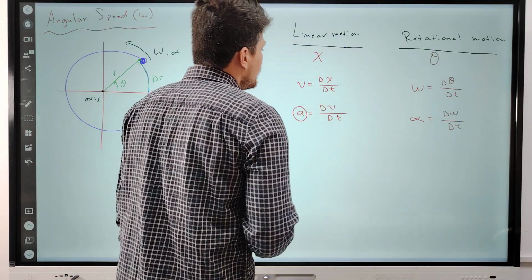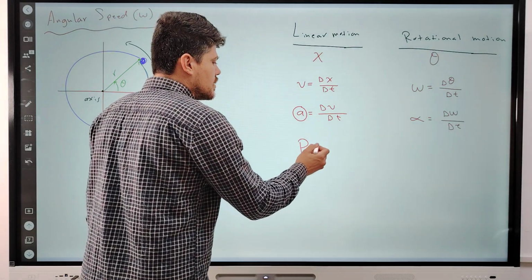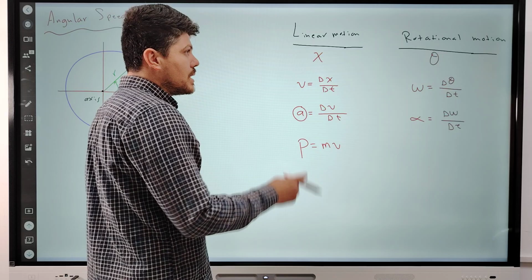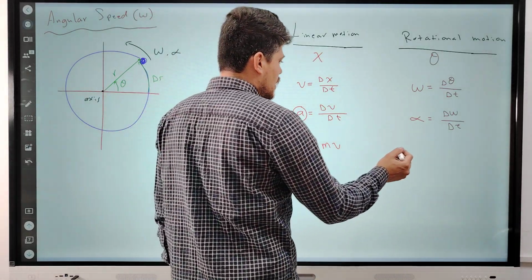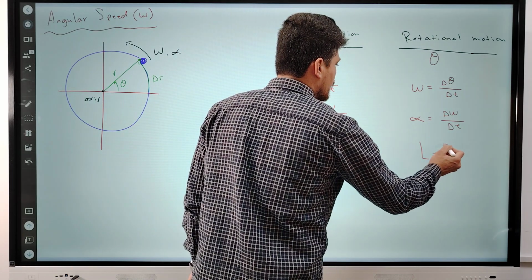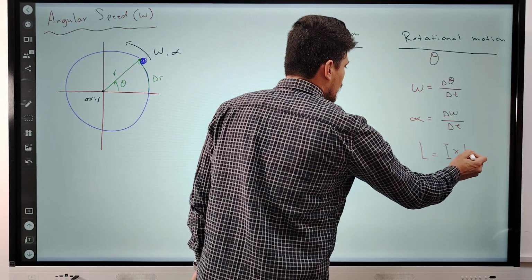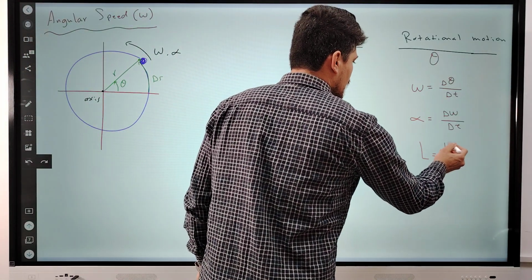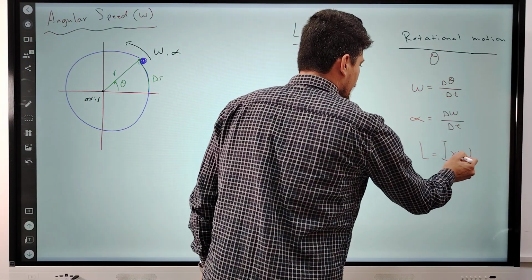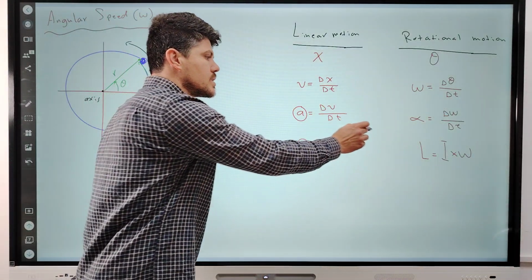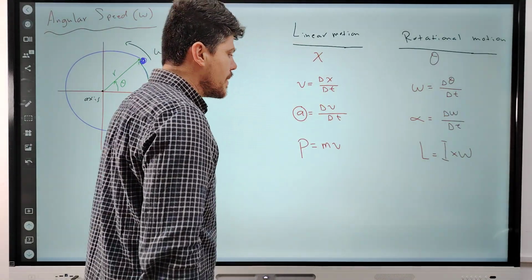In linear motion we have momentum, which is equal to mass times velocity. But in rotational motion we have angular momentum, which is equal to I times omega. I is the moment of inertia and omega is the angular speed. We will study it in detail in chapter 2.